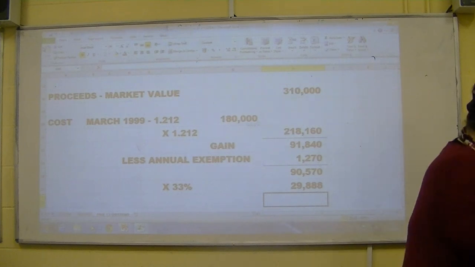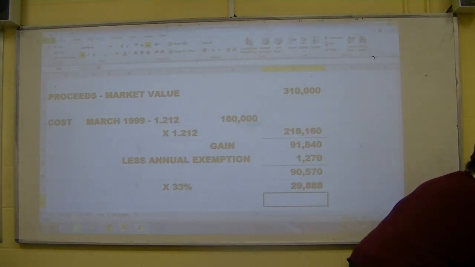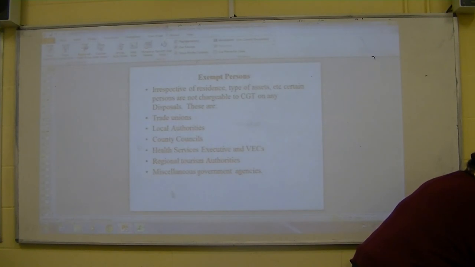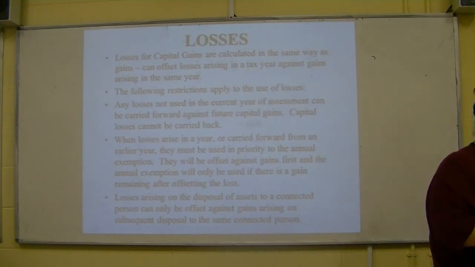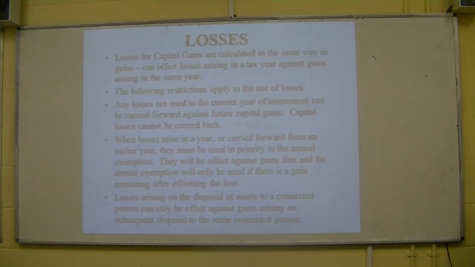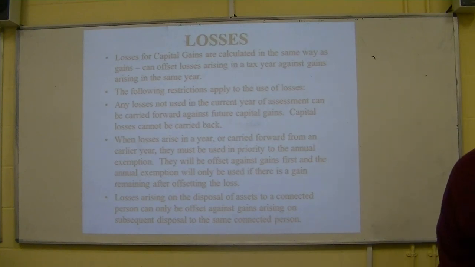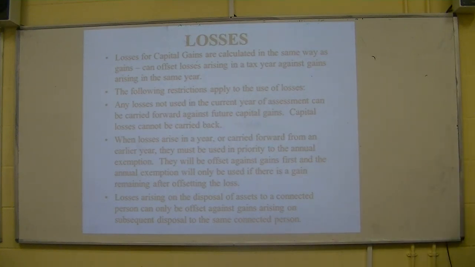Okay, then we've got losses. Losses on capital gains are calculated in the same way as a gain. You can offset losses arising in a tax year against gains arising in the same year. The following restrictions apply to the use of losses. Any losses not used in the current year of assessment can be carried forward against future capital gains.